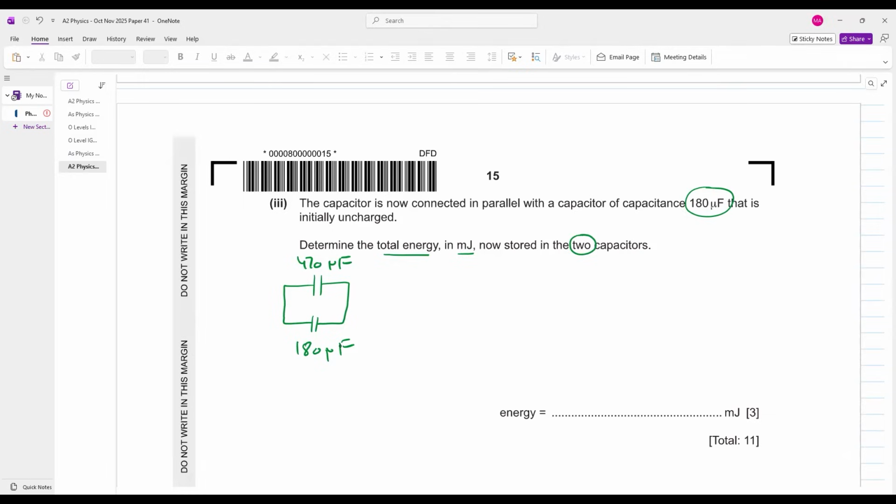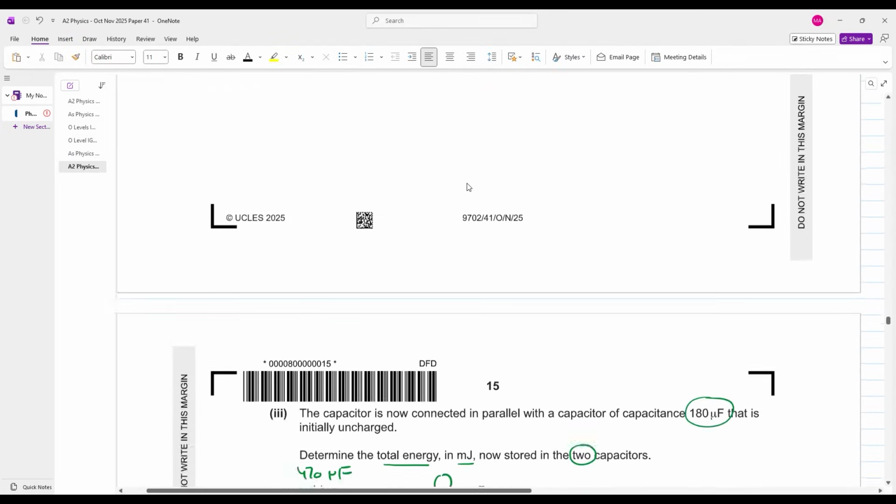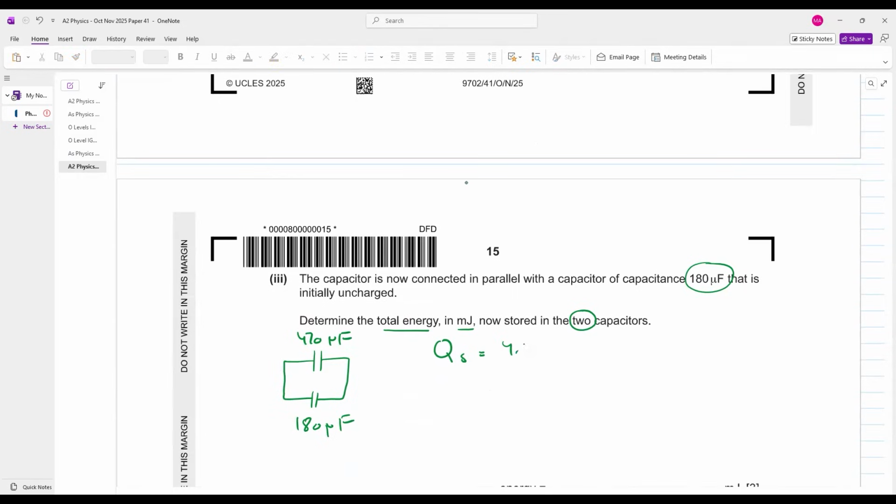बेटा, even if you connect both the capacitors in parallel, the total charge of the capacitor remains the same. That is equal to what? 4.2 into 10 raised to the power of minus 3. This is your total charge stored on the capacitor.